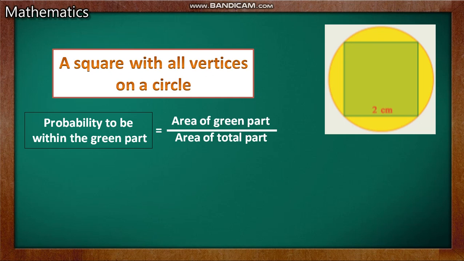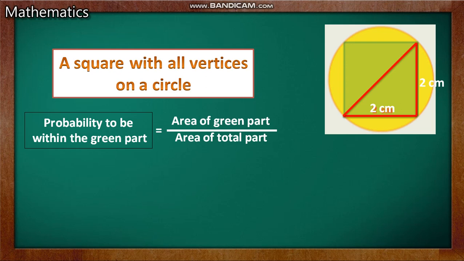Okay, let's check. Now how can we calculate the area of the circle? For finding the area of the circle, we have to find the radius. How can we find its radius? This is 2 centimeter and this also 2 centimeter. I am drawing a line from here to there. How much will that be?